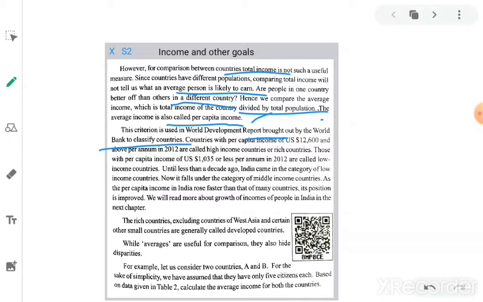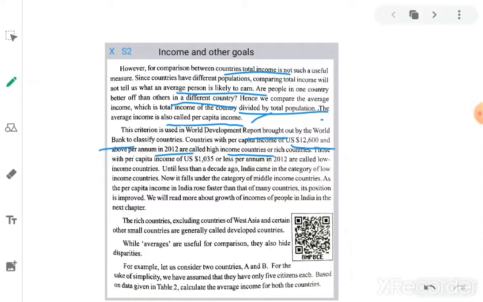Countries with a per capita income of US $12,600 and above per annum in 2012 are called high income countries. Per annum means per one year. The individual person who is getting 12,600 US dollars per annum is considered to be in a developed country. This report was taken in the year 2012. So, according to the 2012 report, the individual person getting $12,600 per annum is in a developed or rich country.